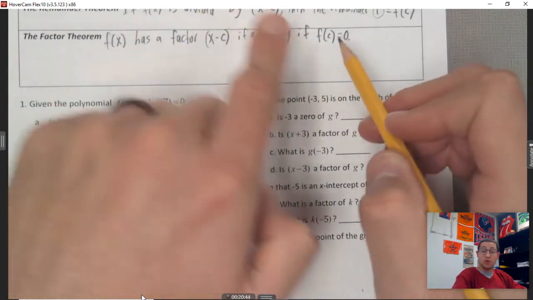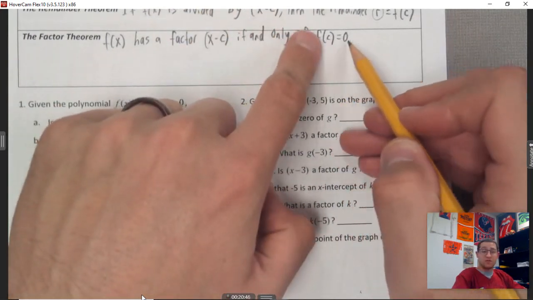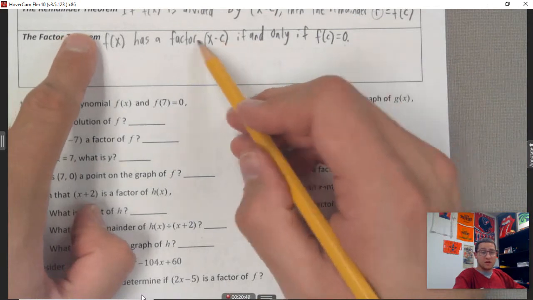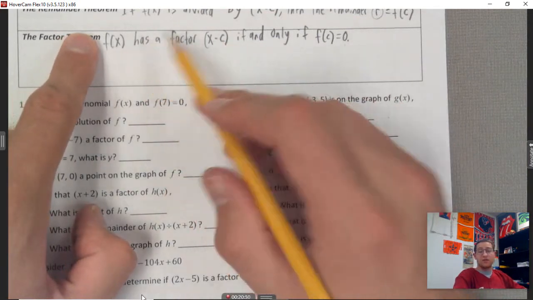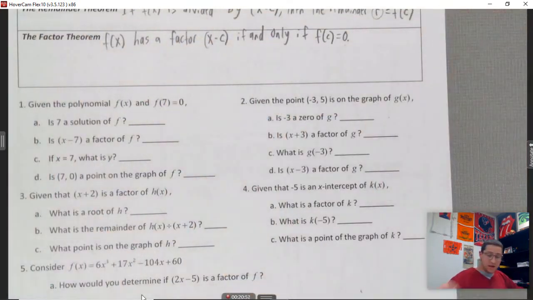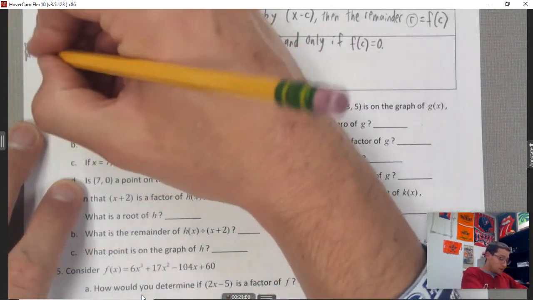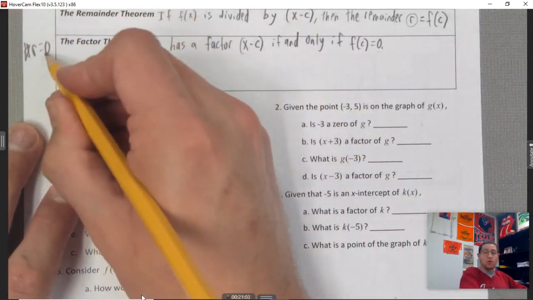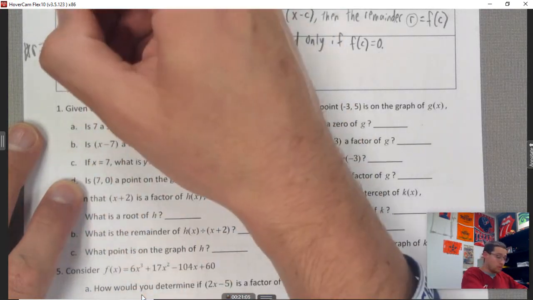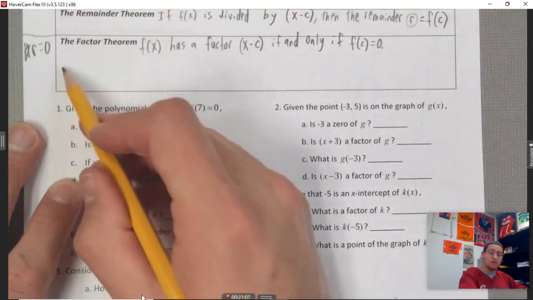Okay, but it also goes the other way around. If f of c is equal to 0, then x minus c is a factor of f of x. Okay, and one thing maybe to point out is this is the specific example where your remainder is 0, on these in here.